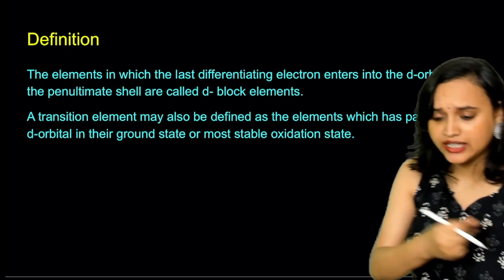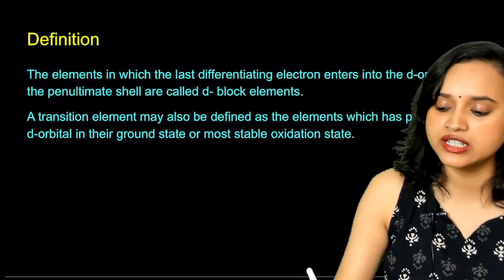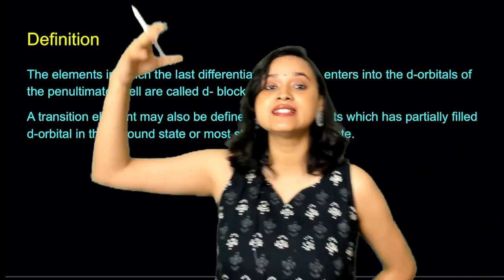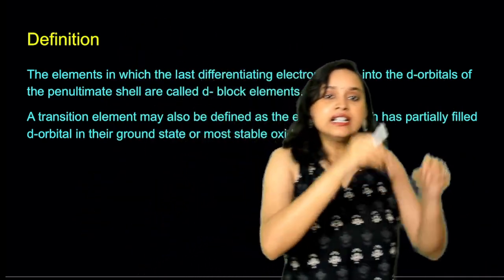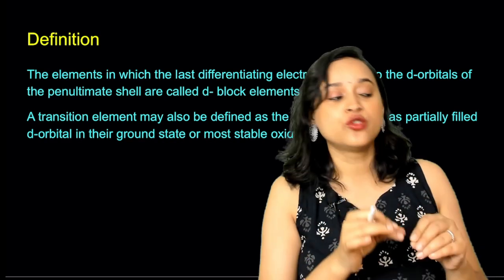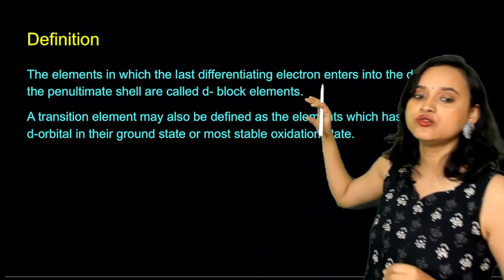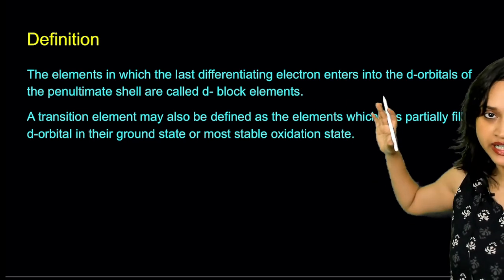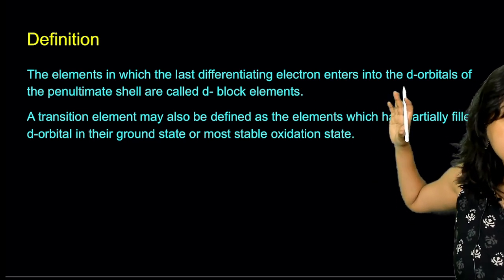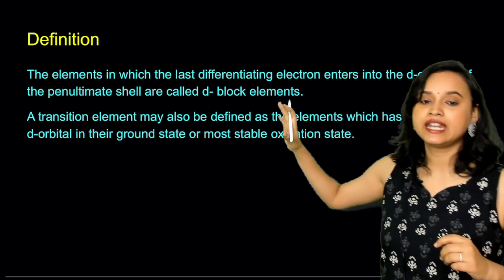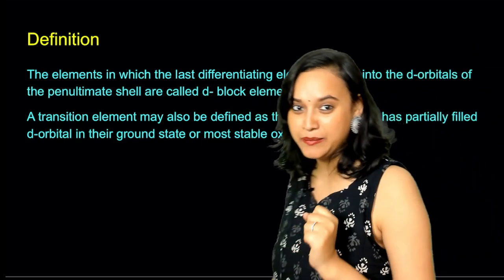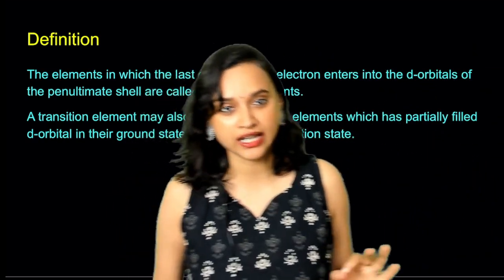So what is the definition? The definition says that the elements in which the last differentiating electron, that means the last electron that is going to enter an orbit or a shell, is going to enter the d orbital, and that is why they are called d elements. What are they called? They are called d block elements.